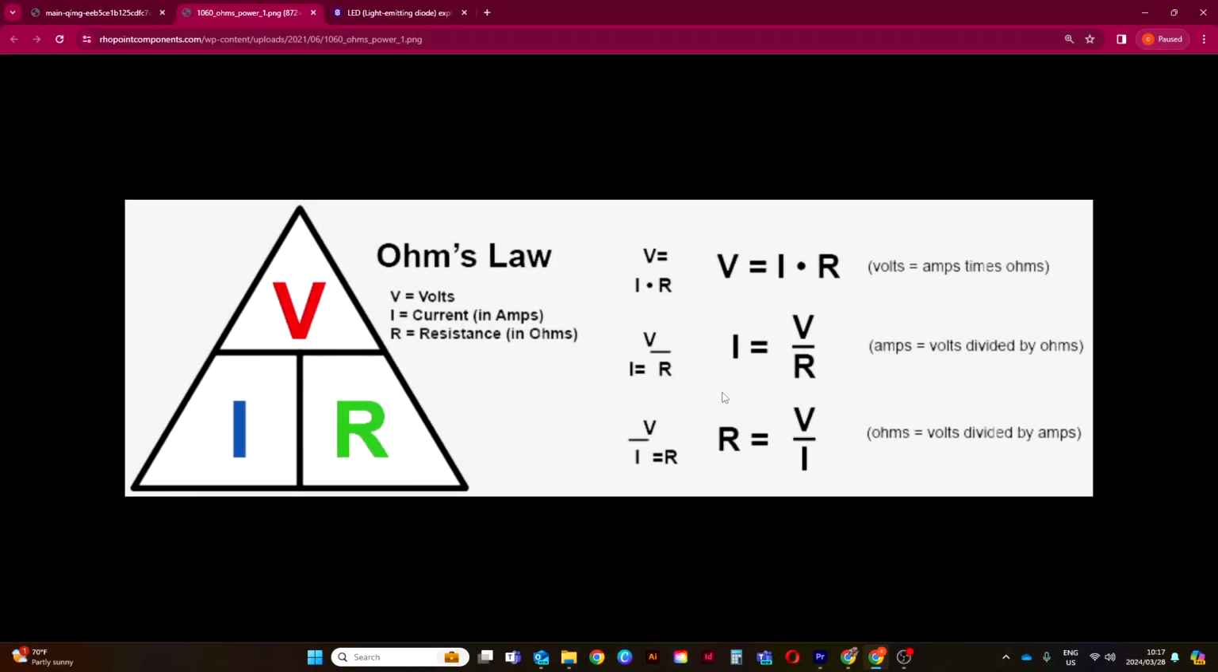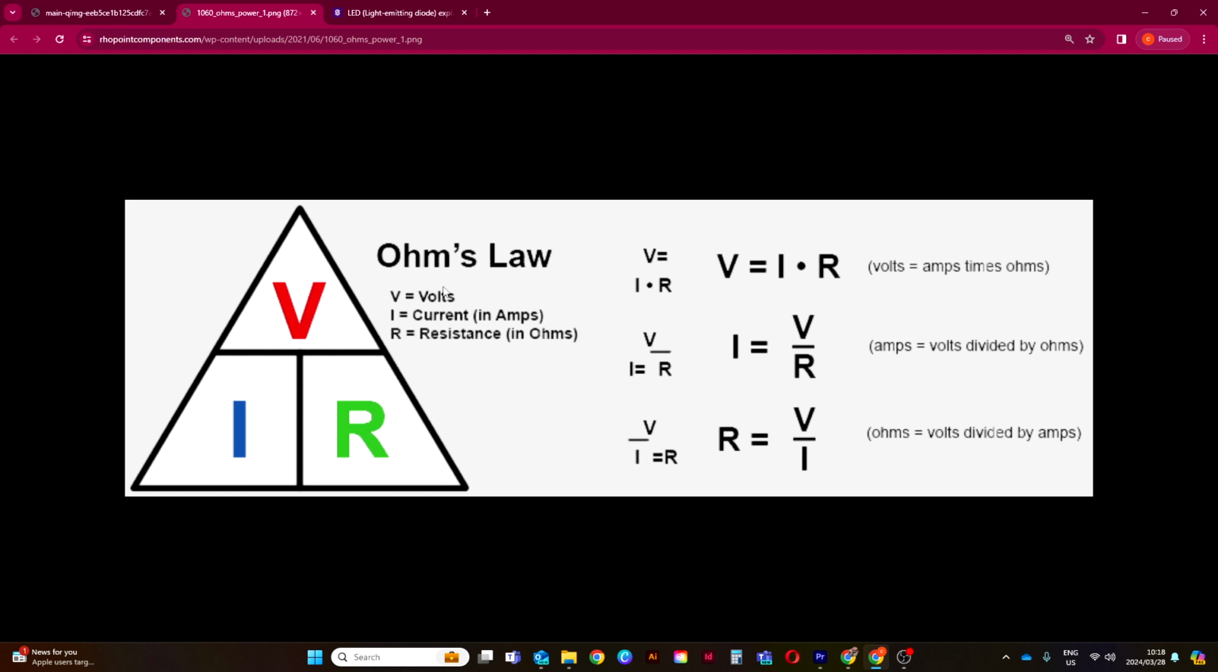Now, as you can see here, it's a basic formula for calculating any given value, volts, amps, or resistance, if any other two values have been given. Volts is equal to amps times resistance. Amps is equal to volts divided by resistance, and resistance is equal to volts divided by amps. An easy way of remembering this is drawing this little triangle to show you the relationships between these values.